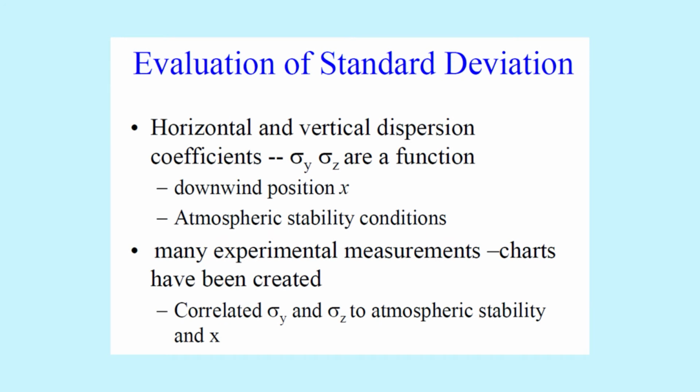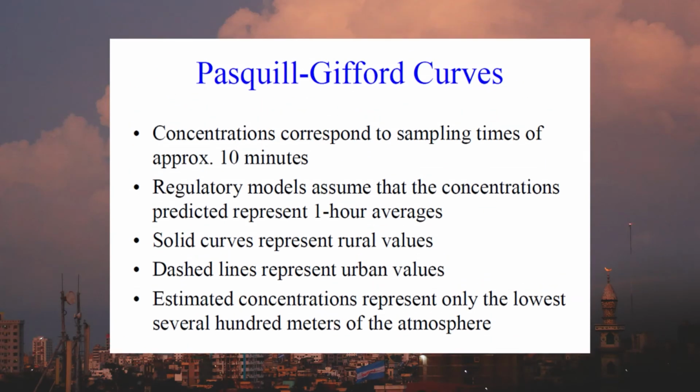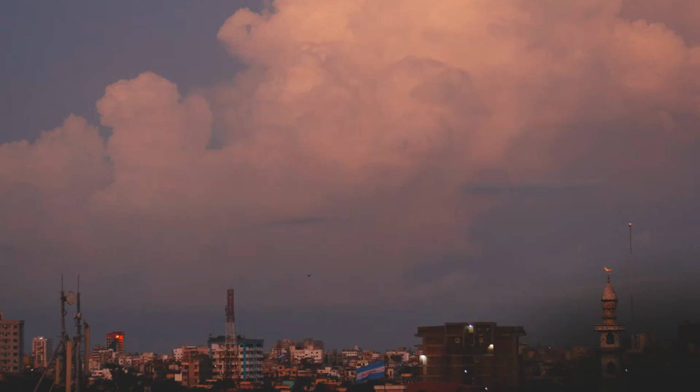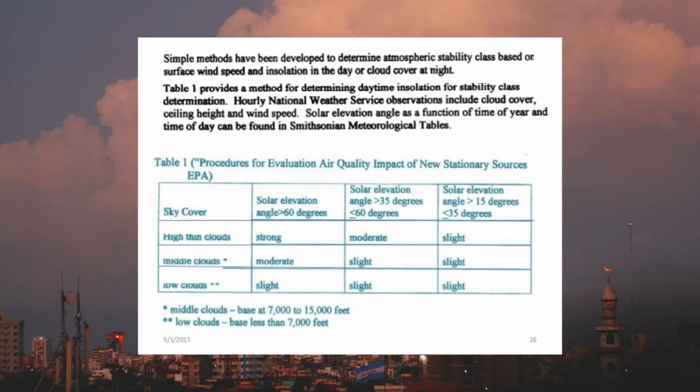As I told you, the values of standard deviation of y and z are based on the atmospheric stability conditions, and I can show you the stability. Stability class is A, B, C, D. If it is extremely unstable, it is A, and then B, C, D, and E. So how do you come to this conclusion? This is based on the solar elevation, that is the solar radiation, and the time when the Gaussian plume is applied.